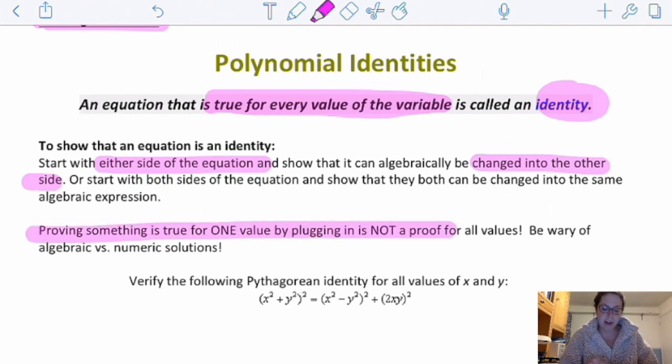Here's the other thing that I would say is really, really important. Proving something is true for one value is not proving it for all values. So you don't want to just plug in a value and say, look, I proved it. You've only proved it for one number, not for every number. So you need to be careful with that.